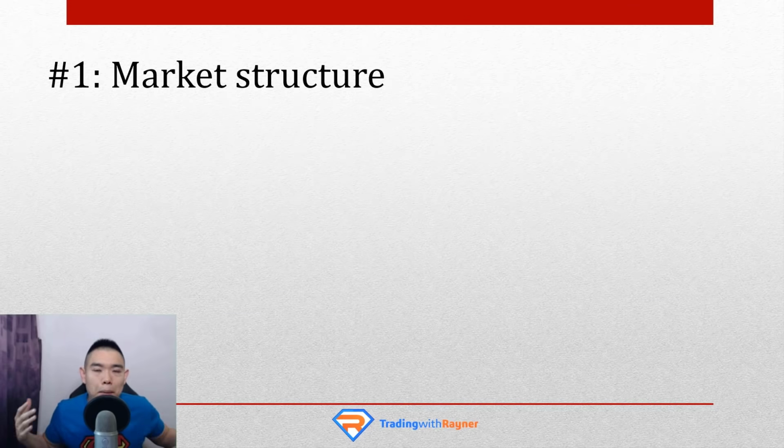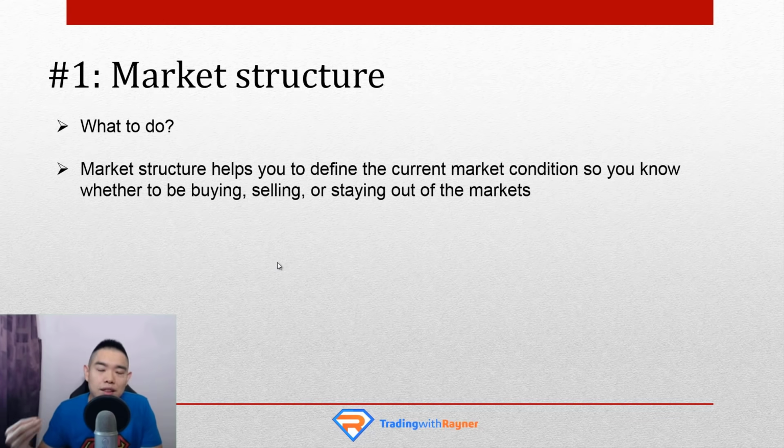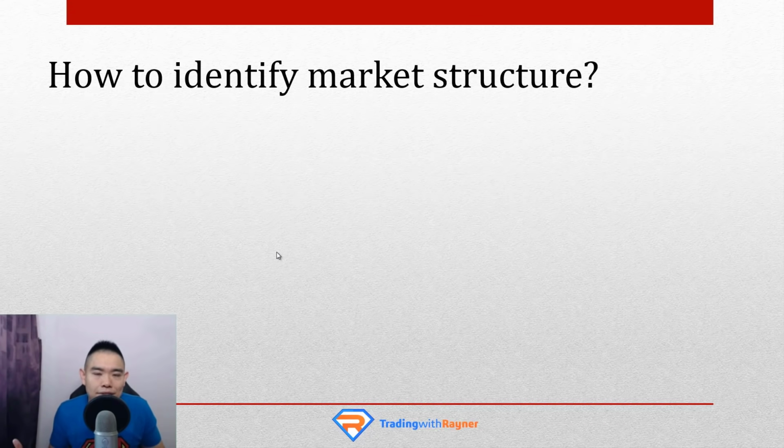So let's talk about market structure. Market structure seeks to answer this question: what to do? What should you do in different market conditions? Should you be looking for buying opportunities, selling opportunities, or to stay out of the markets? So the way this works is that market structure helps you to define the current market condition, so you know whether to be buying, selling, or staying out of the markets. Make sense? So how do you identify market structure?